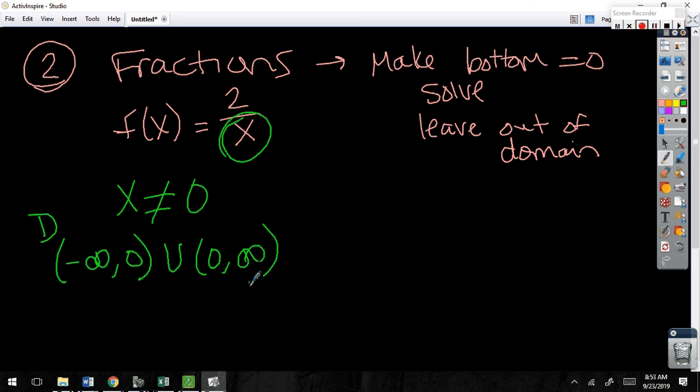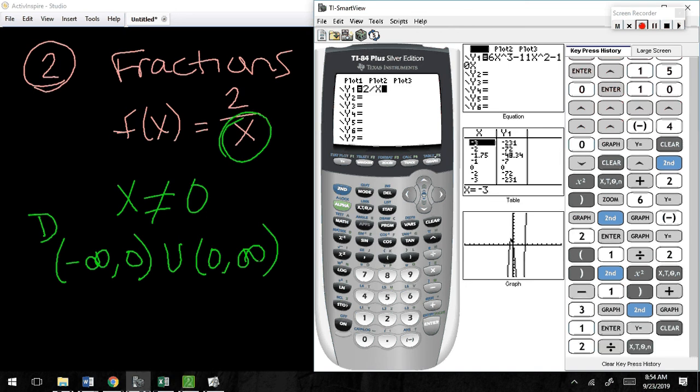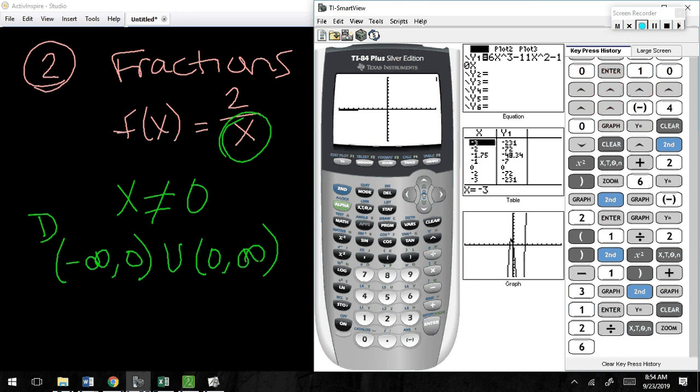And then for the range, I need to graph. Now, this is going to look like a funky graph because it is. I'm going to do y equals 2 over x. Okay. Remember what we said. What can x not be? 0. So look at what the graph is doing. Left to right. We're not looking up and down yet. We'll get to that. But left to right.